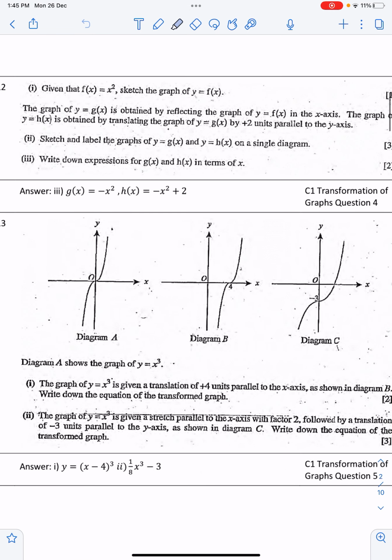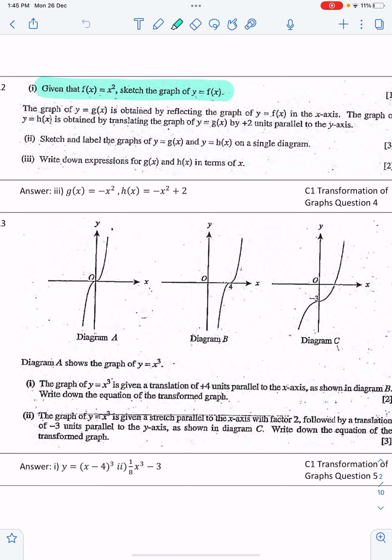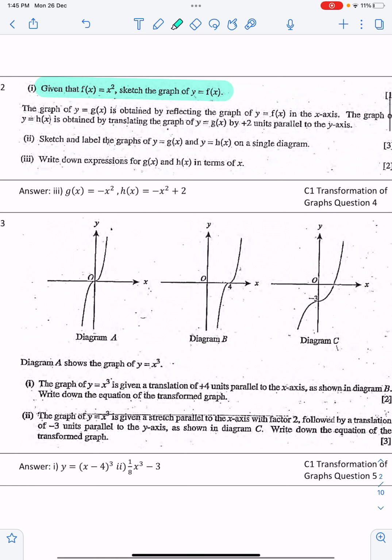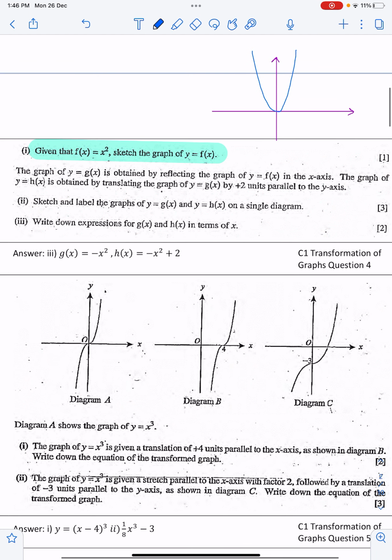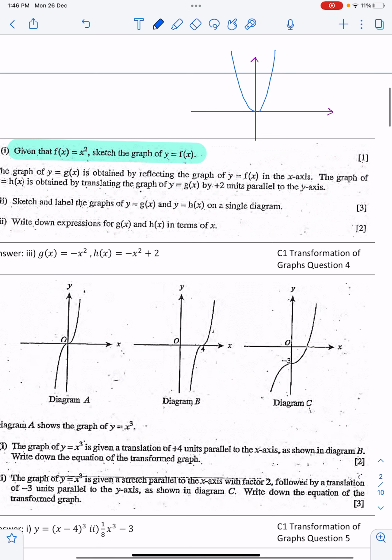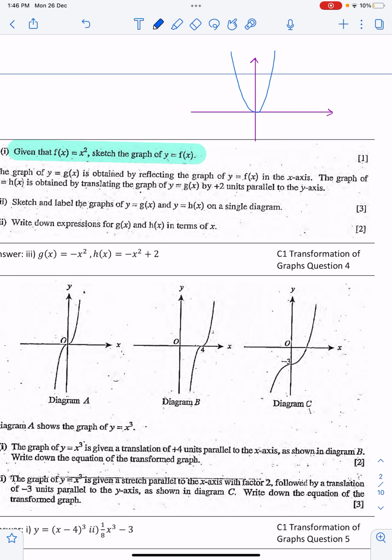The question is, given that f of x equals x square, sketch the graph of y equals f of x. Sketching the graph of x square is very simple. You simply have to draw the curve, and the curve of y equals x square passes through the origin. So, you can just simply draw the curve. The graph of y equals g of x is obtained by reflecting the graph of y equals f of x in the x axis.